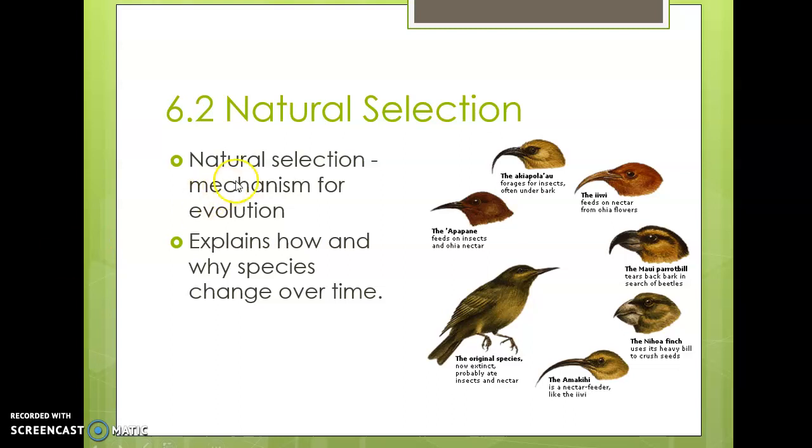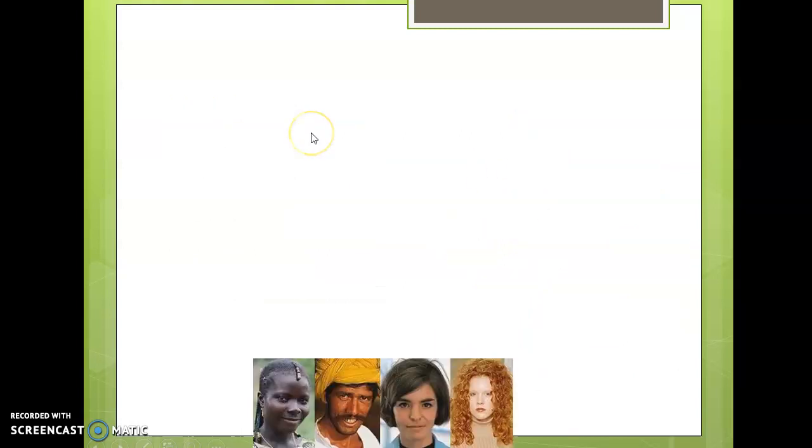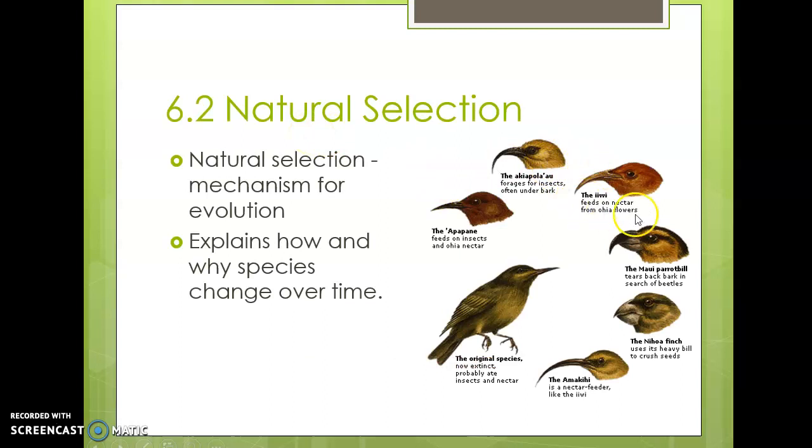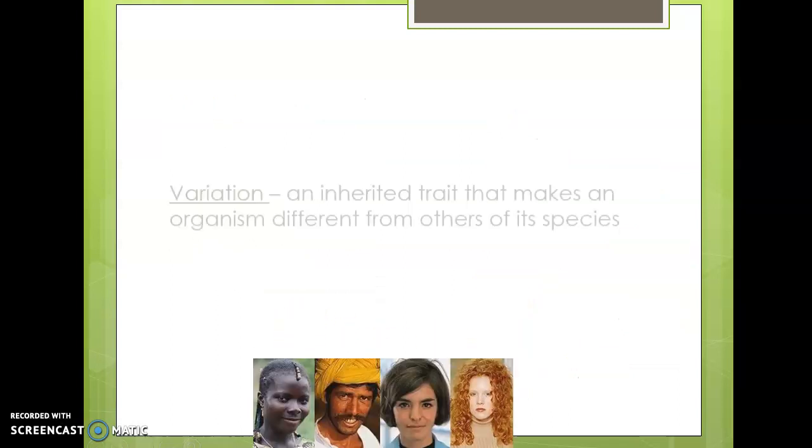This image here just shows some different species of finches across different islands, and you can see they're all descended from an original ancestor species that probably got blown around by a storm or something like that. But each island had different food: insects and nectar, or insects under bark, or nectar from flowers, digging under the bark for beetles, crushing seeds, or again nectar from flowers. And so they ended up with different bill designs in order to allow them to better access their food properly.